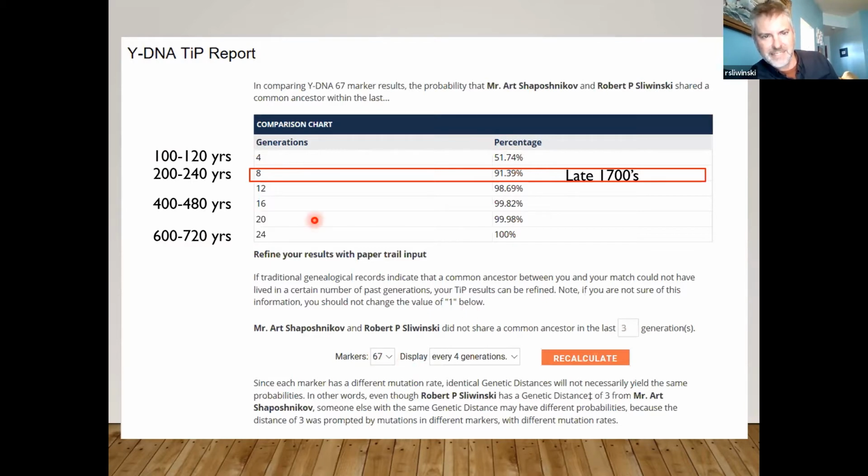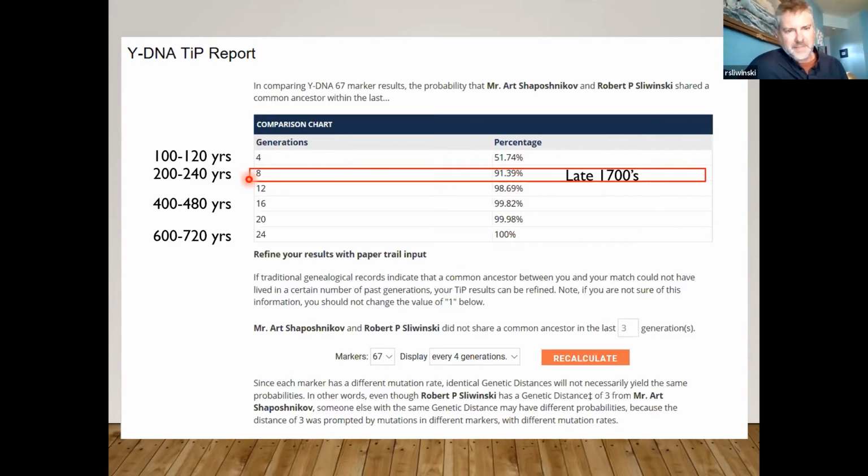We know that at 8 generations, we have a 91% chance that we have a common ancestor. That's 240 years ago. Now, that comes out to the late 1700s. You might say 8 generations. Well, how many years are you accounting for generations? Typical generations that I've seen mark down pretty much every 25 years.